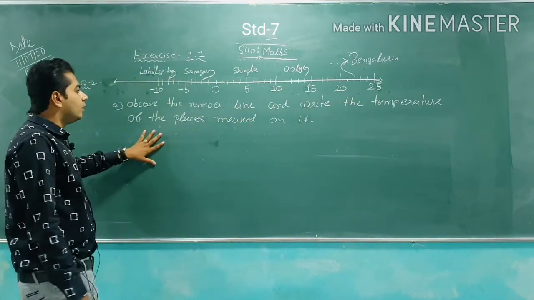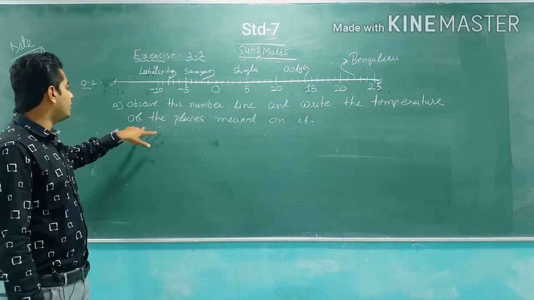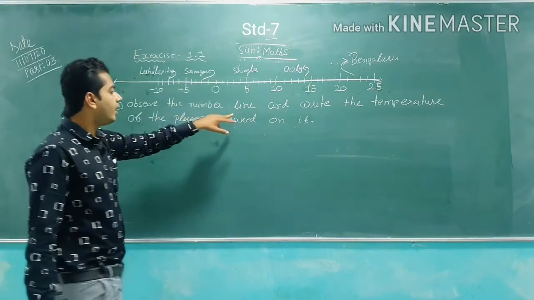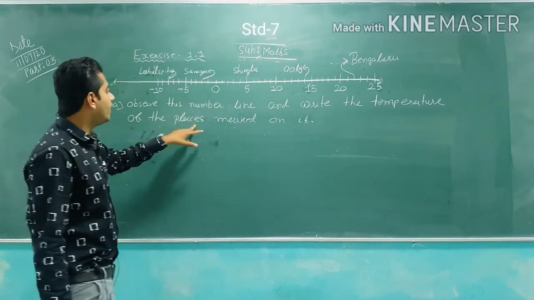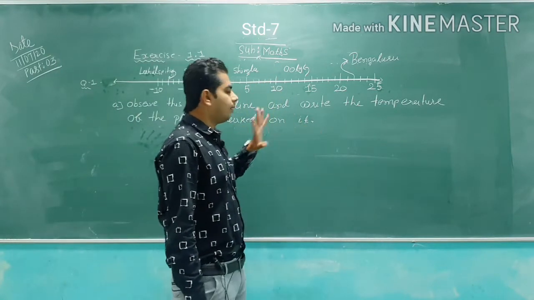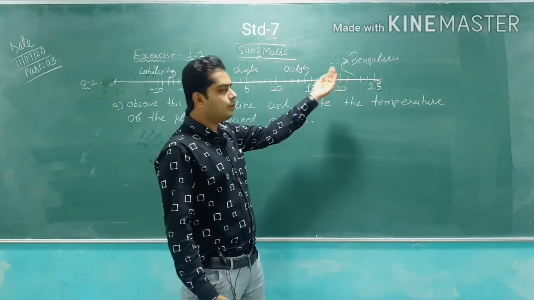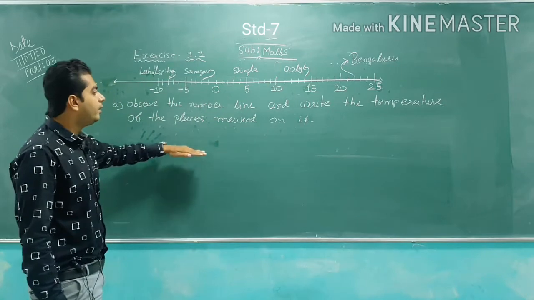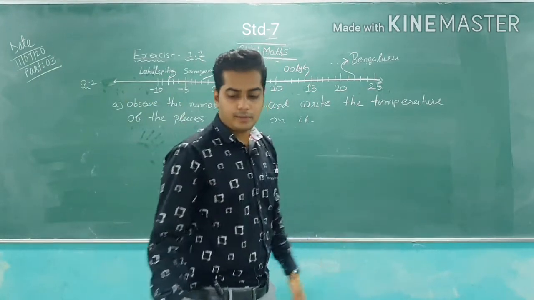So now in our question there are 4 questions given. So what is the first question? Observe this number line and write the temperature of the place marked on it. मतलब हमको क्या करना है, यहाँ पे जितने भी सिटीज़ है उसका टेम्परेचर हमको यहाँ पे लिखना है, which is represented on the number line. So start with the first one.